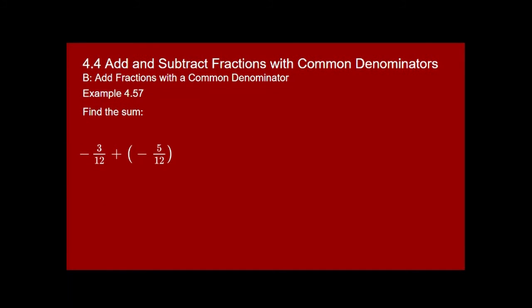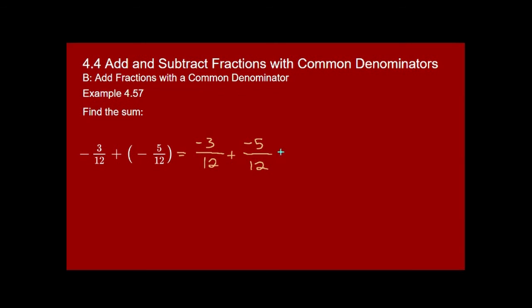One more variation here, and that's when you have a negative on both fractions. A negative on both fractions. So we're going to start out the same way. We're going to move those negatives up to the numerators. So let's make that negative 3 over 12 plus, move this one up here, negative 5 over 12.